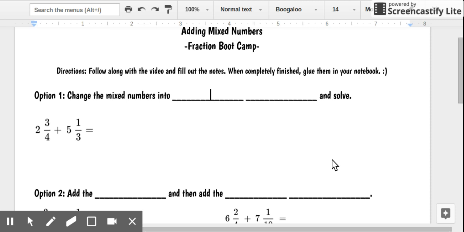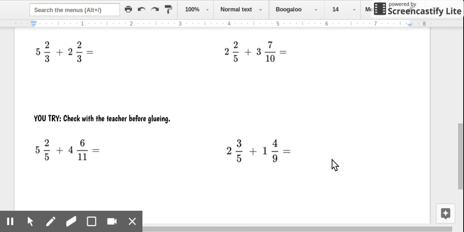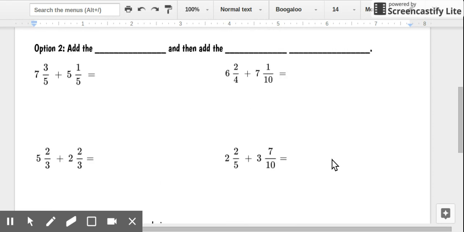These are your notes for adding mixed numbers. If you learned this a little bit on Friday, that's okay. Today we're going to talk about more of the regrouping part. What you need to do is copy the notes down as I go along onto your own notes. And then at the very bottom, there's two problems I want you to try, and then check with the teacher before you glue.